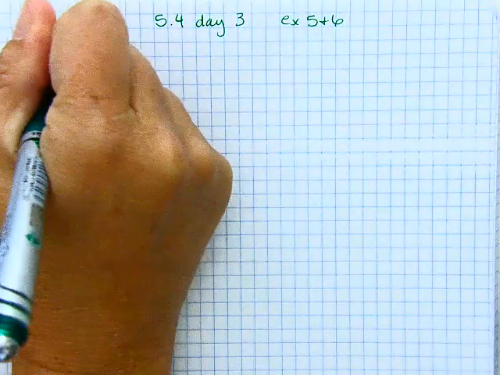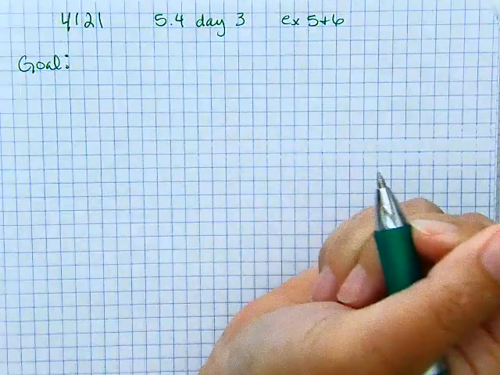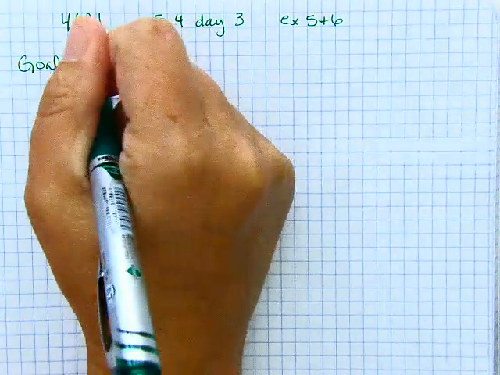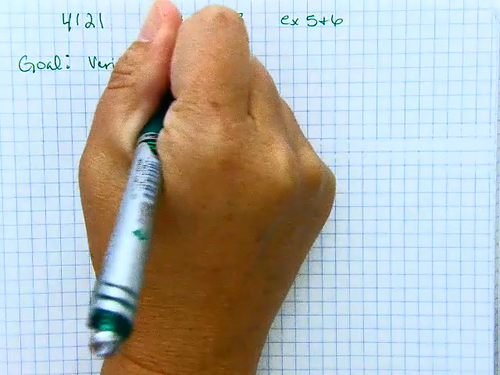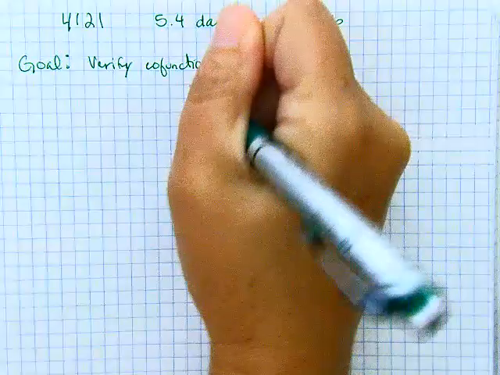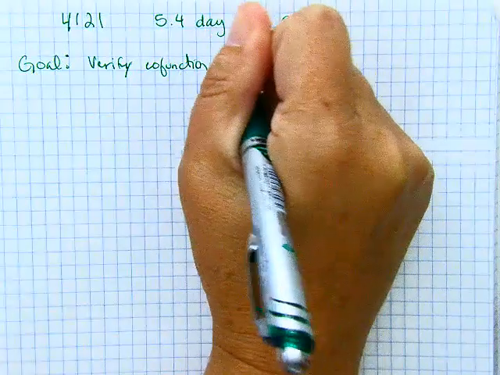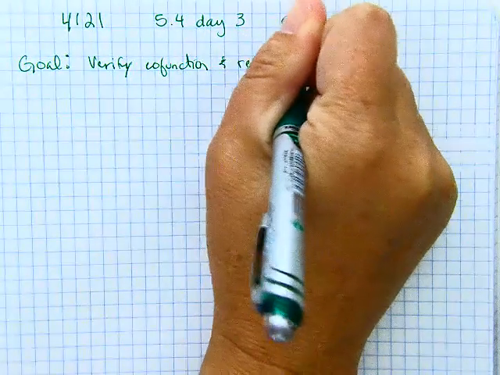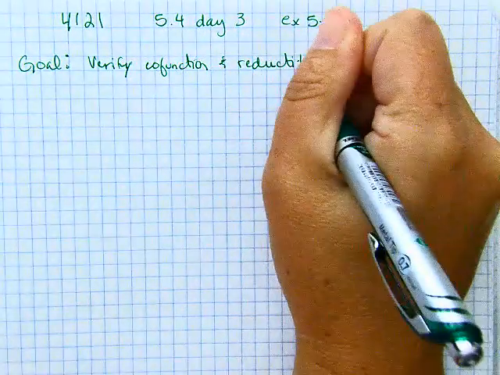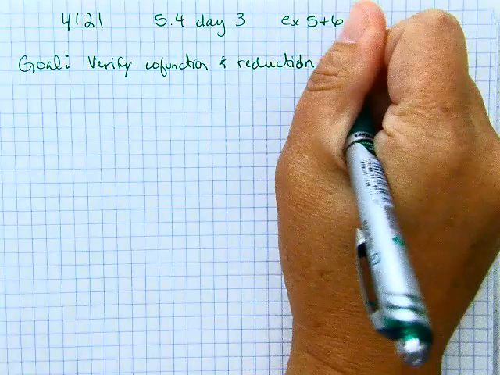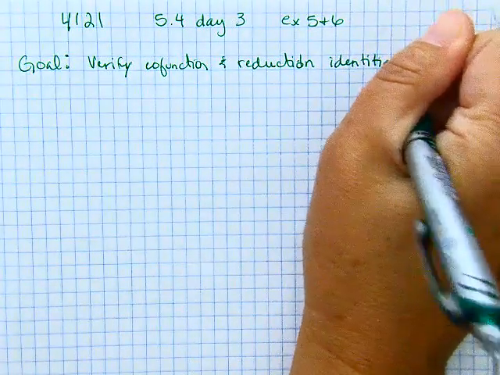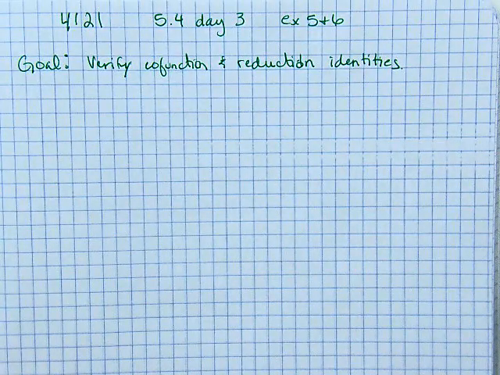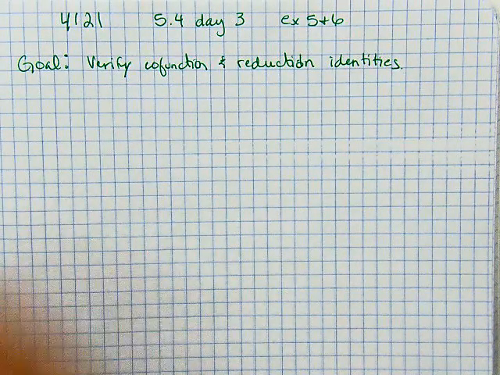Our goal, should you choose to accept, which I know you all will, is that we will be able to verify cofunction and reduction identities. I still don't have any whiteout, so I apologize for that. So yeah, that's what we're doing.